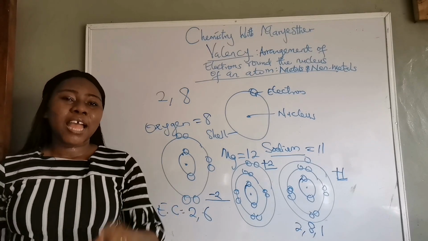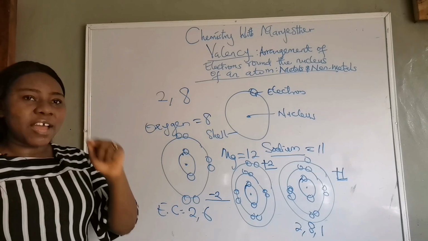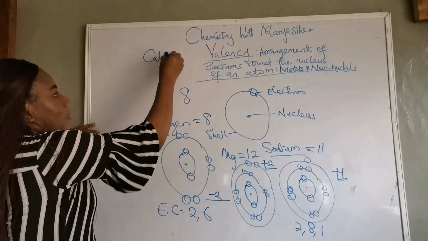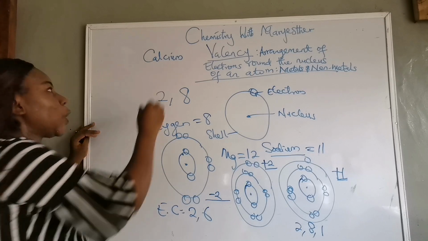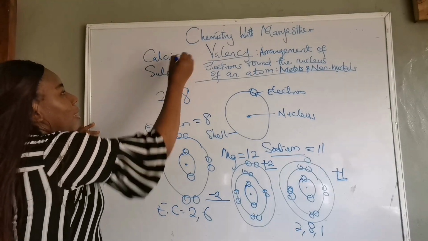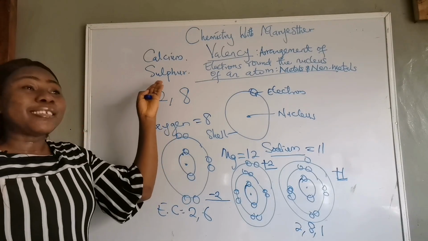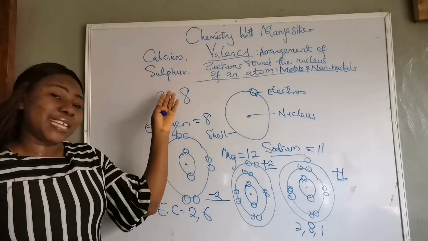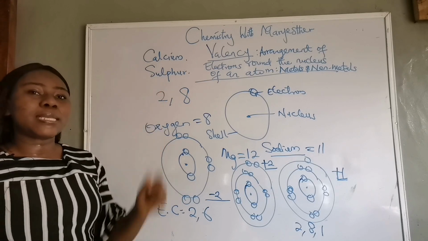Before I end this lesson, I would like you to work on this. What is the valence of calcium? And another one, the valence of sulfur. I want to see that in the comment section. With a simple idea of group and period, you can tell what their valences are. Please comment on this, give your answers immediately.